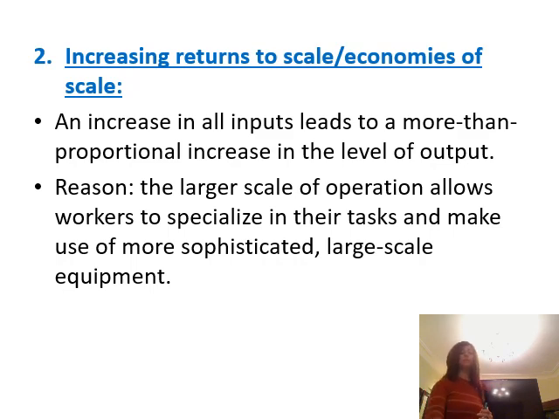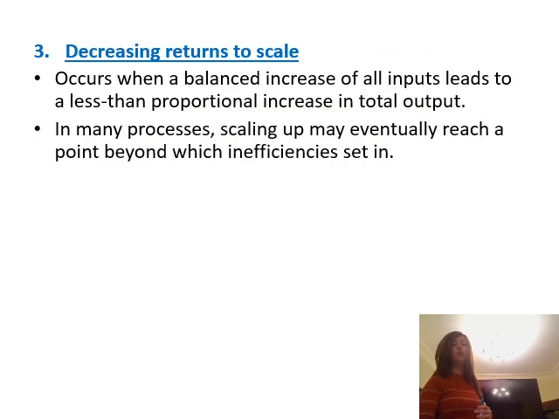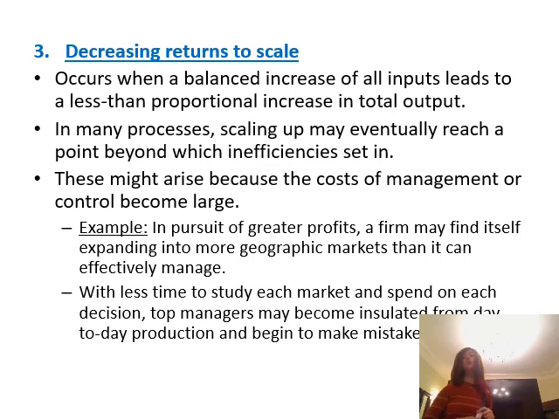On the other side, decreasing returns to scale occurs when you decide to increase all inputs by 10%. As a result, output increases by a smaller percentage than this 10%. When does this occur? It occurs when there are inefficiencies in the production process that result from scaling up production.